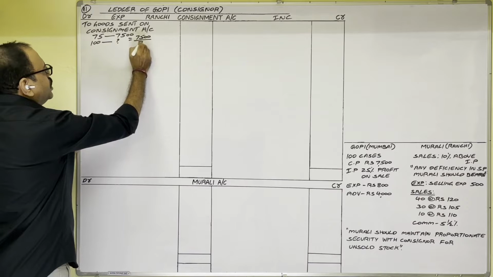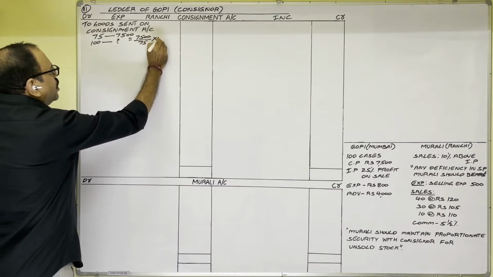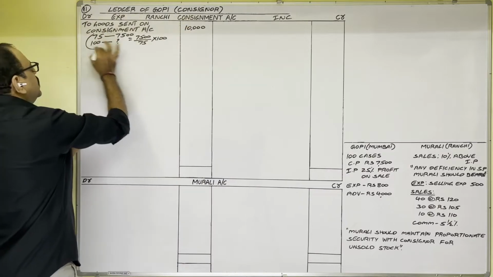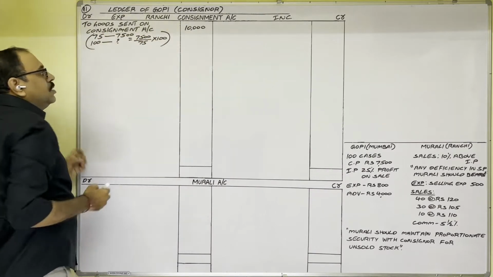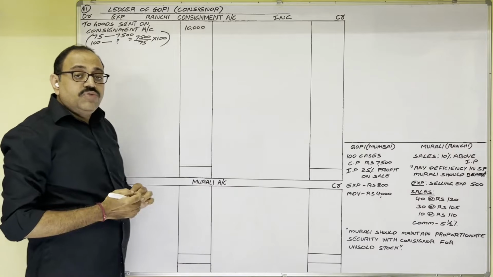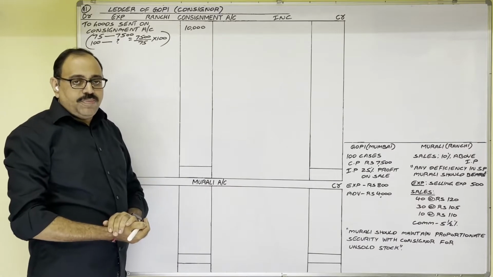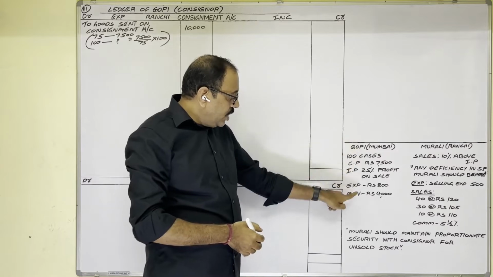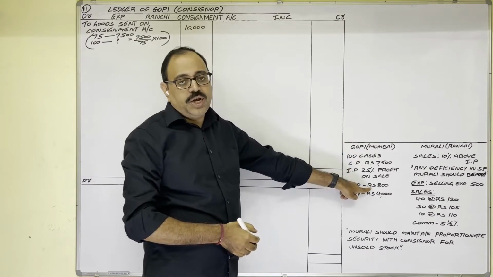7,500 divided by 75 into 100. If you do this, 10,000 comes. Put this in brackets. So total goods invoice price is 10,000 rupees. Next, to send these goods, the consignor incurred 800 rupees expenditure.